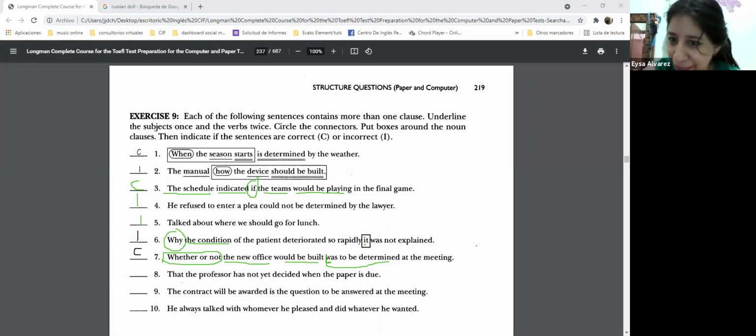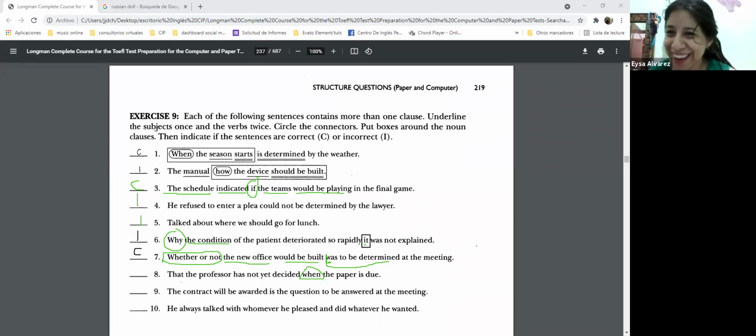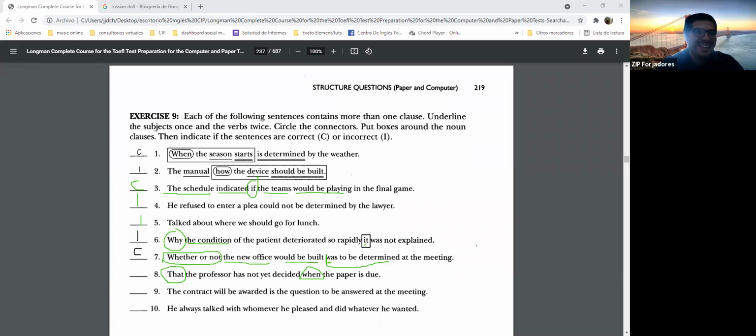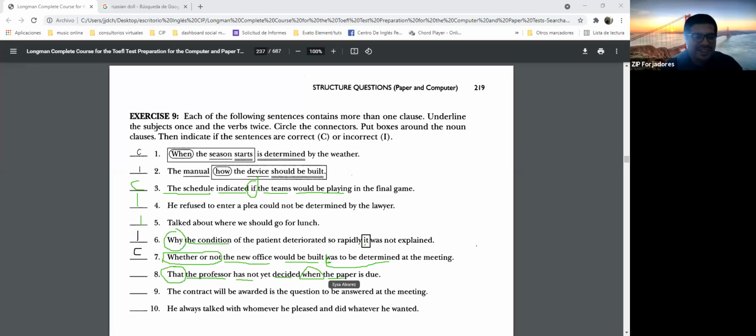Okay, here we have the noun clause connector. We have a double clause connector? So it's incorrect? Let's see, let's see. The subject "has not decided" is the action. "When the paper is due," the subject is the action. All right, so try to analyze it. So yes, like you said, there are two connectors, "that" and "when."